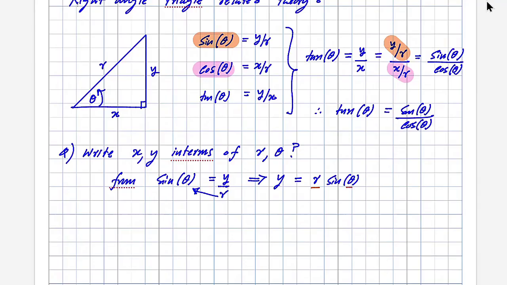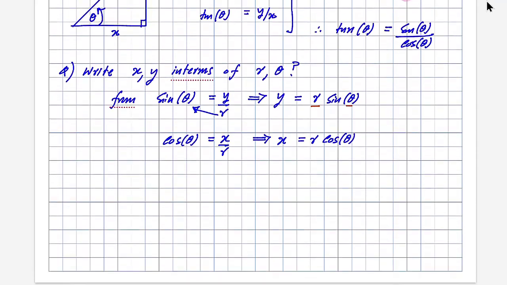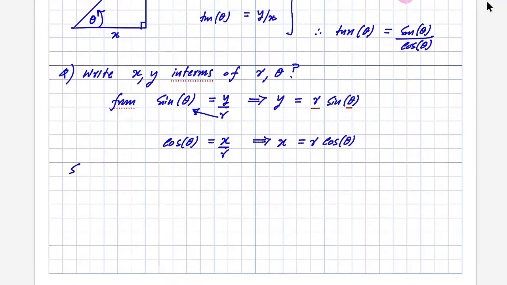So now you can see we wrote y in terms of r and theta, right? So similarly, you can take cos theta. Cos theta is equal to x divided by r. So you can subject x and then you can say r cosine theta. So you write that in terms of r and theta again. Right. Now we'll look into this diagram. So the summary.